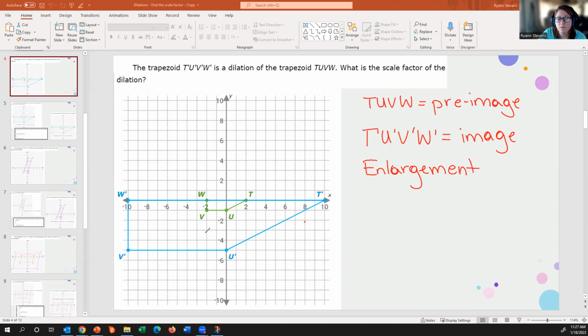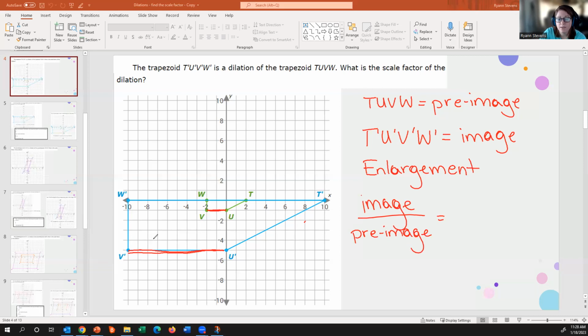So we want to look at our sides and we want to pick corresponding sides. And you can use any side, as long as it's not a slanted line. Like if we picked this line, this would be where we would be looking to find the slope of that line. So we're not going to do that. We're going to focus on this side here, which is also corresponding to this side over here. Now, remember, we want to have the image in the numerator and the pre-image in the denominator. And this is how we're going to set up our ratio.